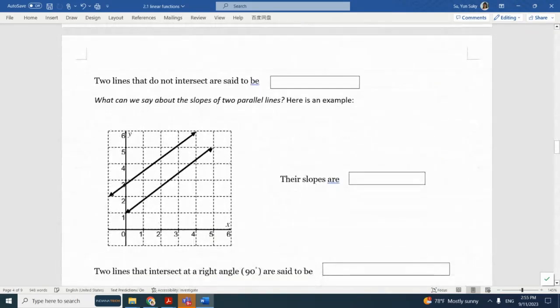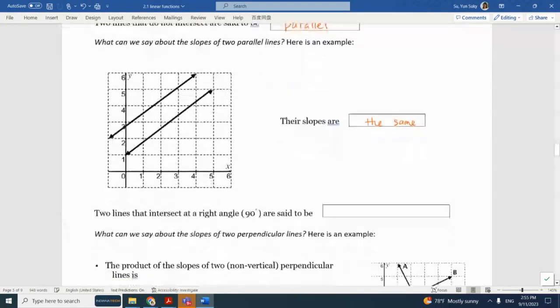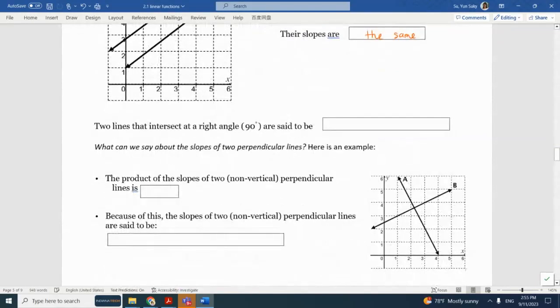Two lines that do not intersect are said to be parallel. What can we say about the slope of two parallel lines? The slopes are the same. Do you agree, everybody? The slopes are the same for parallel lines. And two lines that intersect at a right angle, 90 degrees, are said to be perpendicular.